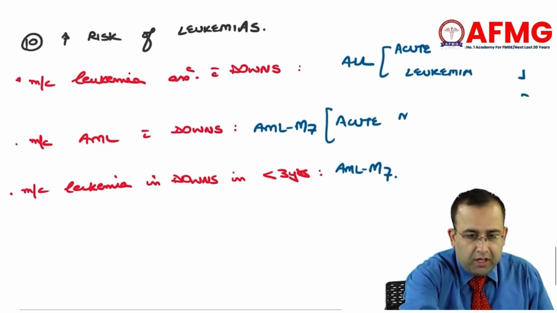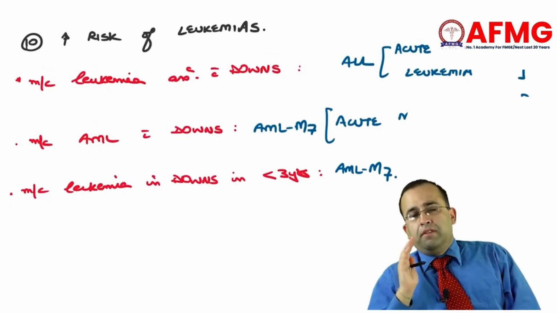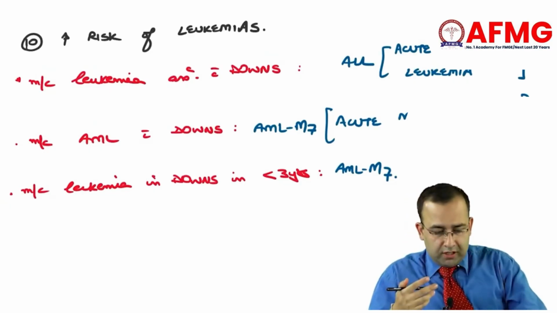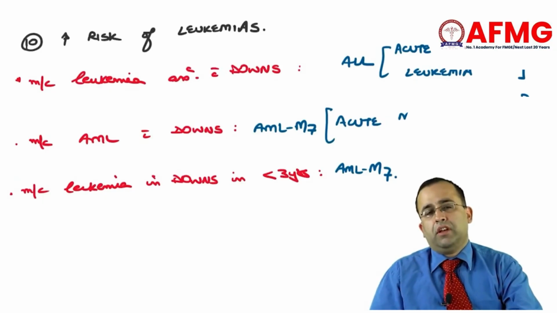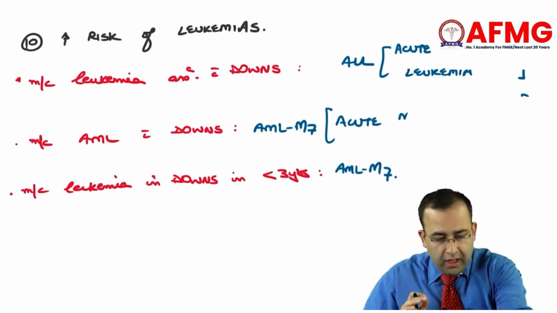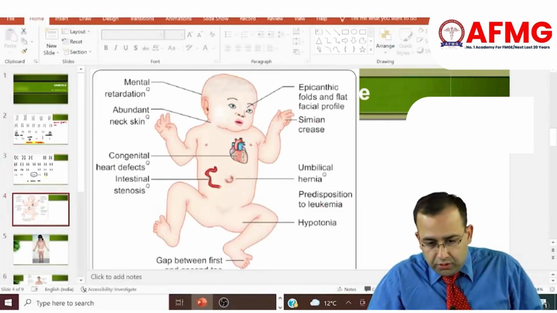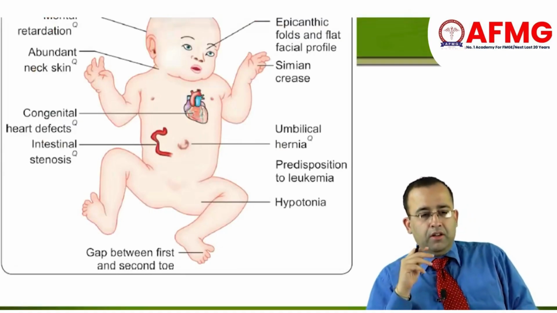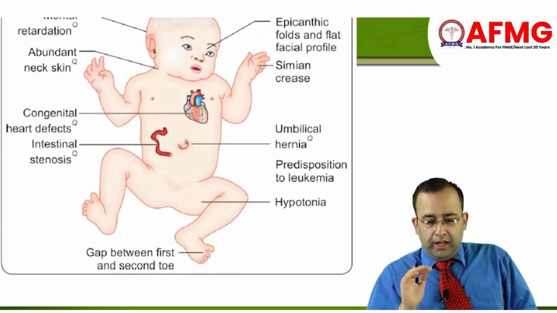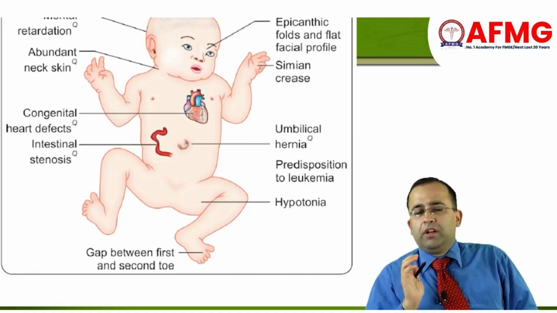It is again AML M7. These are the clinical features associated with Down syndrome. And if I have to show you this in a diagrammatic manner, this is what it looks like. Have a look at this child.